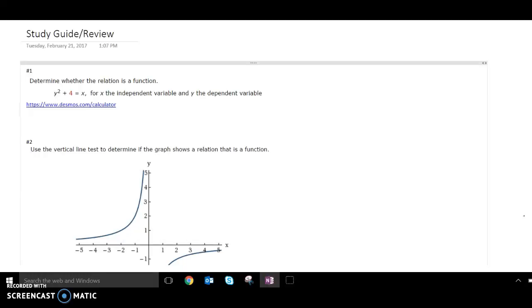In this video, we're going to look at problems that are similar to problems you will see on the checkpoint. So let's look at the first one, determine whether the relation is a function. My favorite way to do this is to look at the graph.